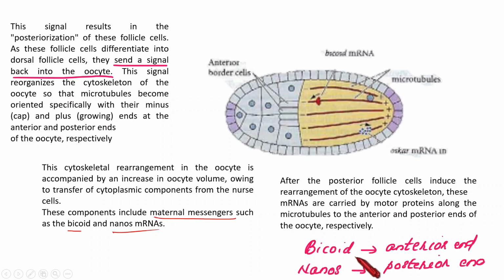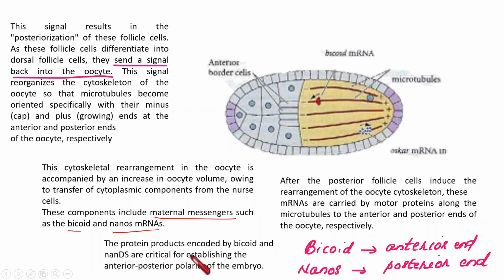So, that's what is written here. Bicoid proteins are transported towards the anterior end of the oocyte, and the protein encoded from nanos mRNA is transported towards the posterior end of the oocyte. So in that sense, the protein products encoded by bicoid and nanos are critical for establishing the anterior and posterior polarity of the embryo.